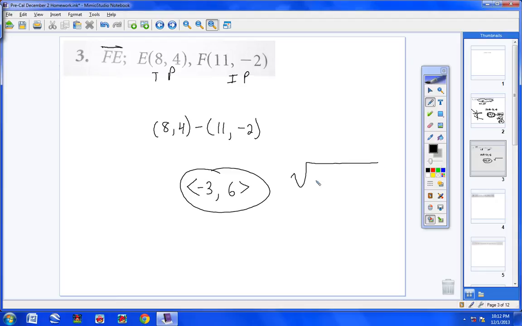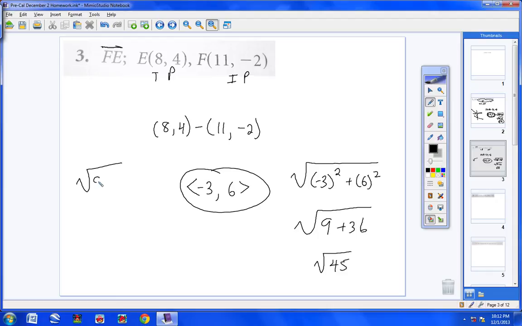Now let's find the length or the magnitude. We take the -3, we square it, we take the 6, and we square it, and we take the square root of that. 3 times 3 is 9, 6 times 6 is 36, 9 plus 36 is 45. Now here's where we need to start working on simplifying our radicals. The square root of 45 can be broken down into 9 times 5. And the reason I did that is notice 9 is a perfect square. In other words, I know the square root of 9.